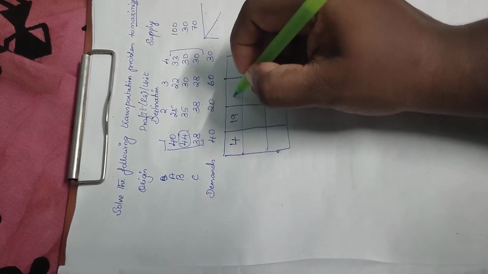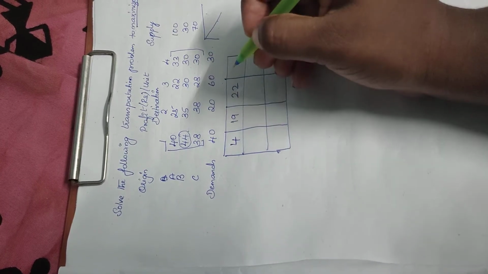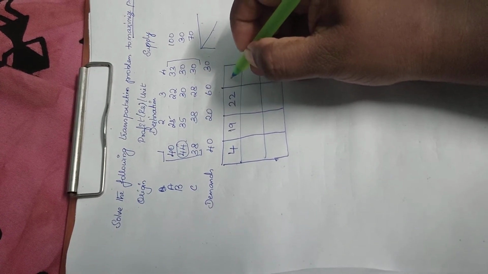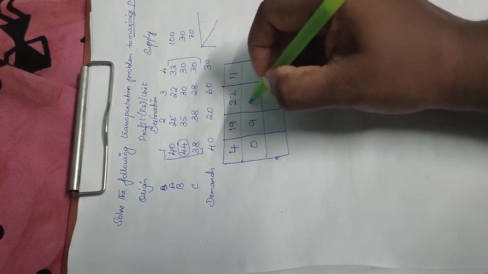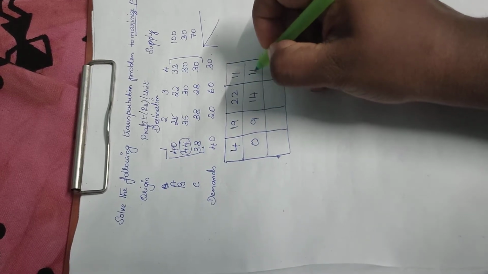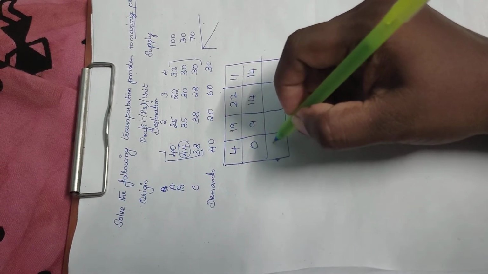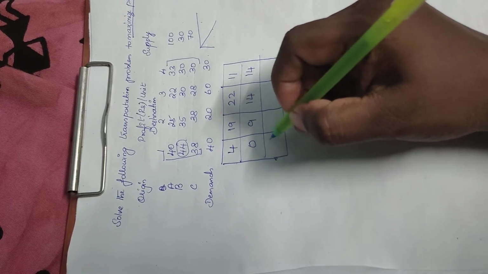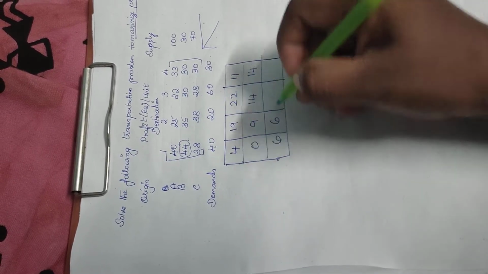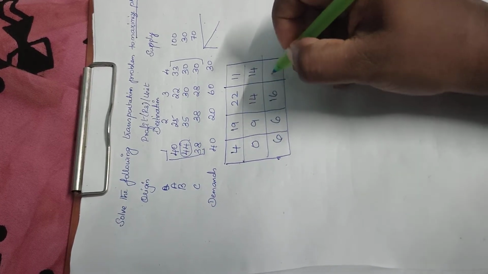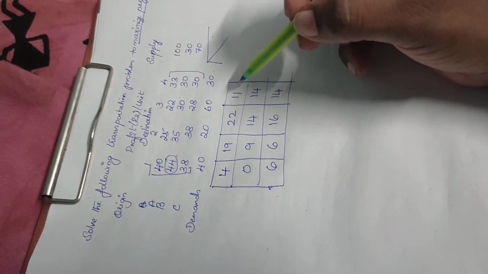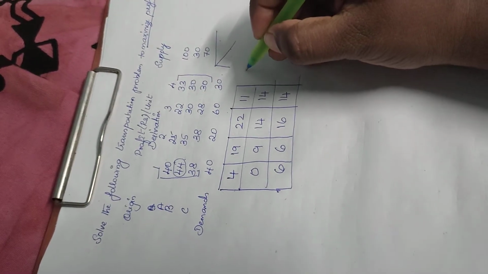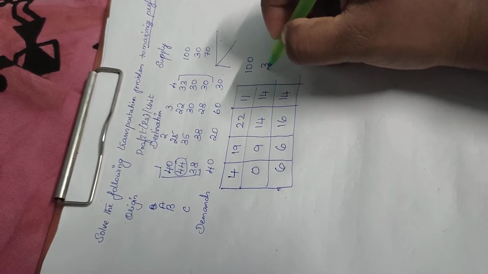19, 22, 11, 0, 9, 14, 14. This will make it 2, 4, 6, 6, 16 and 14. So these are my new cost functions, and the demand and supply.